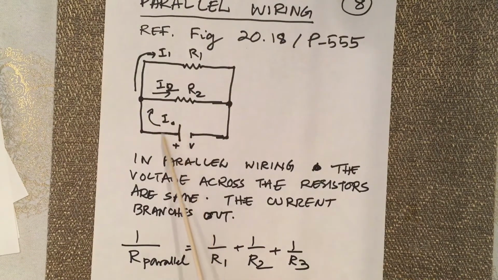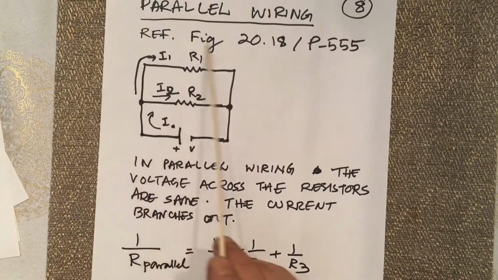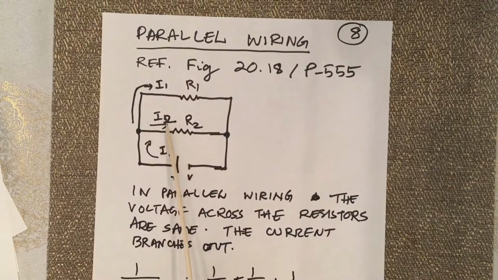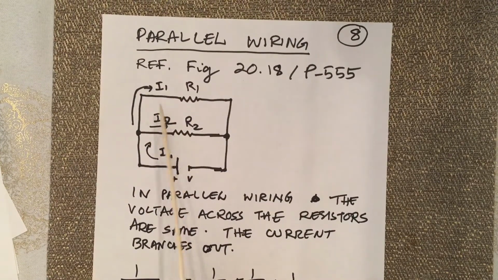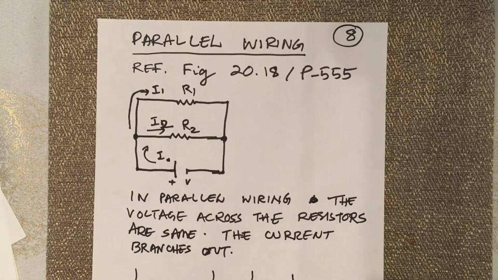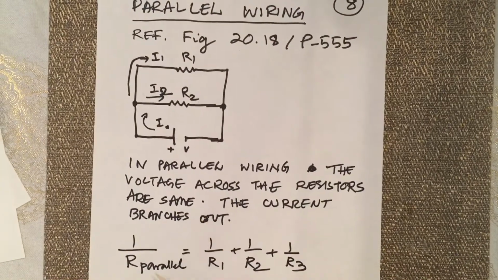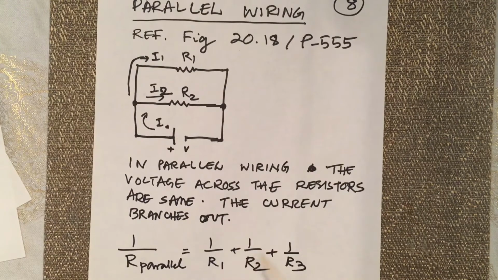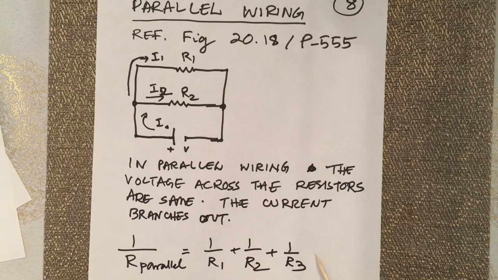So let's say you start from here, from positive to negative, and come back to the negative here. So it branches out to I1, I2, two different parts depending on the value of the resistor. So in a parallel circuit, if you are asked to find out R total, that will be 1 over R total for parallel equals 1 over R1 plus 1 over R2 plus 1 over R3, and so on and so forth.